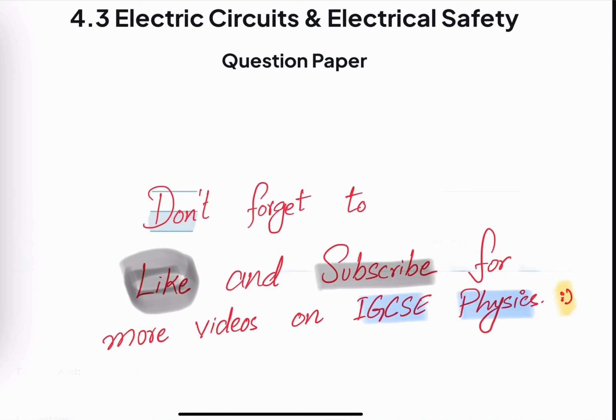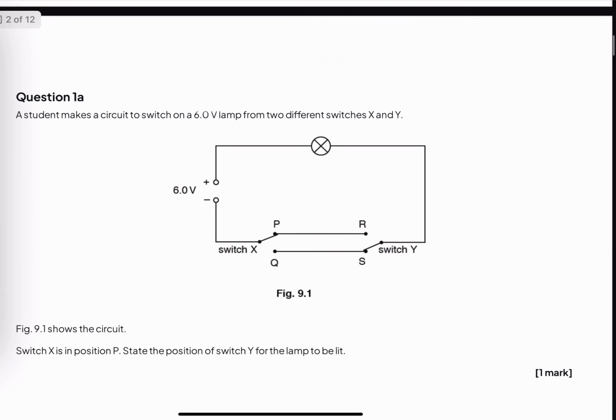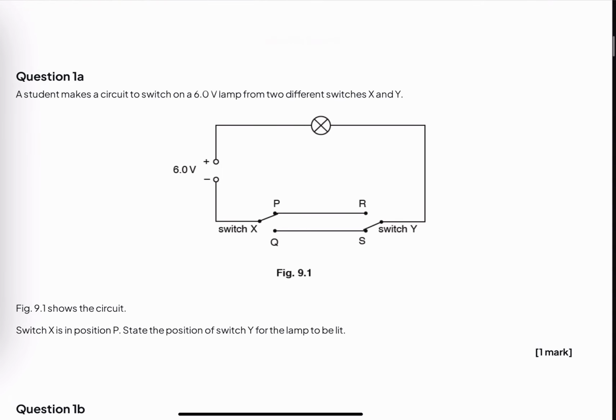of Cambridge exams from the 2022 and 2023 papers. Okay, so let's start with the first question. A student makes a circuit to switch on a 6-watt lamp from two different switches X and Y. The figure shows the circuit. Switch X is in position P. State the position of switch Y for the lamp to be lit.